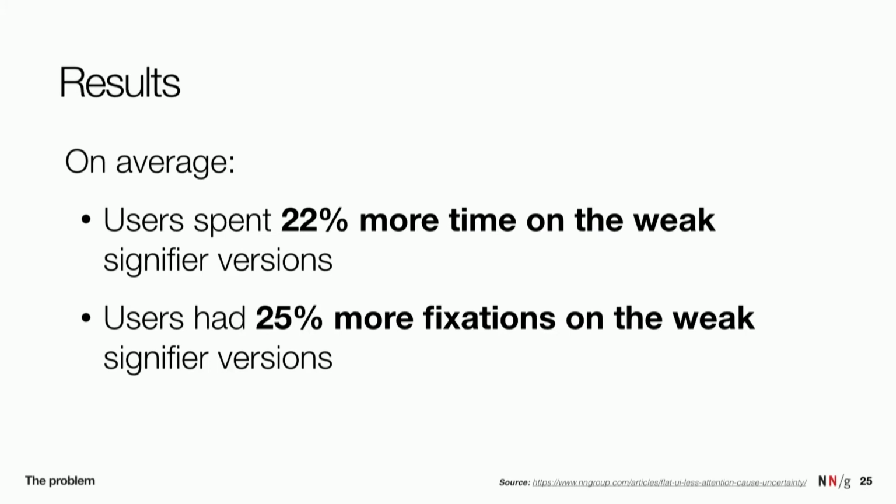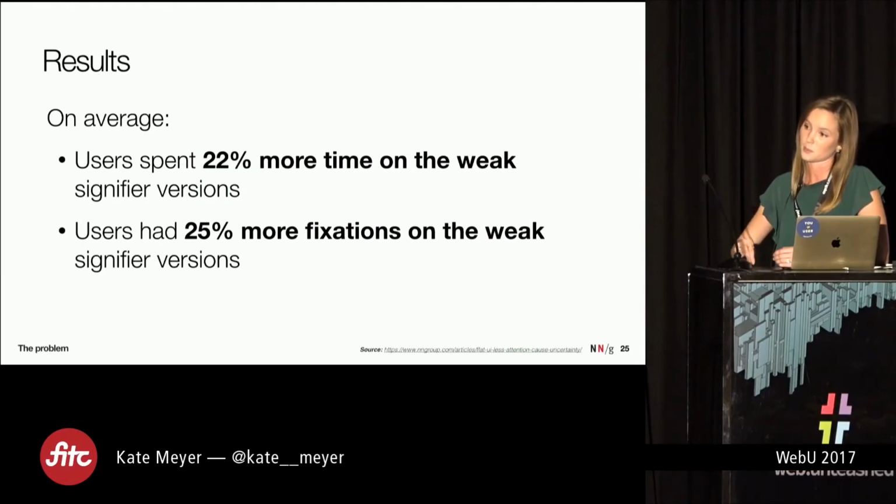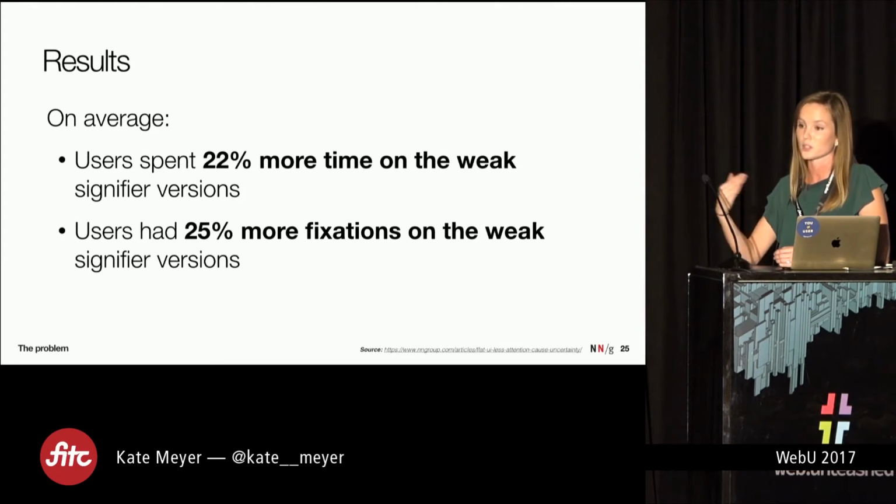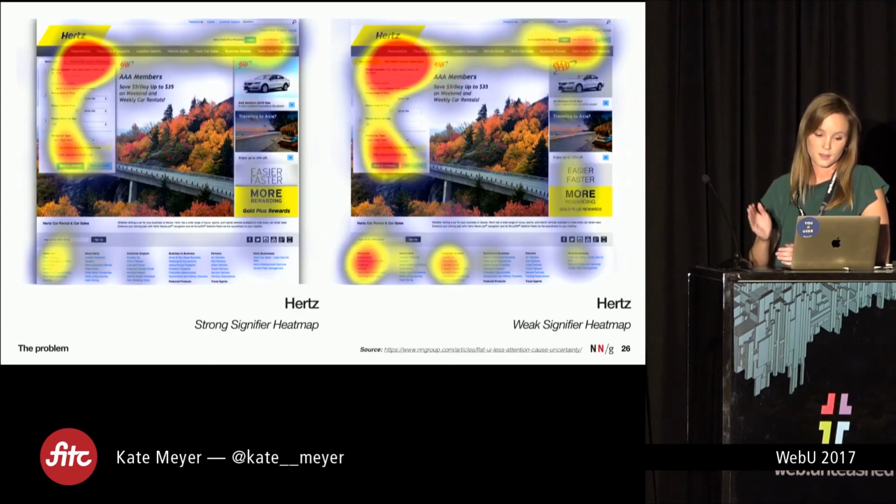One thing I want to point out here, it's important to note that in this case, more time and more fixations on the pages was not a good thing. Because remember, these were findability tasks. So we can't look at this data and say, okay, that means that people were more engaged or they liked the flat signifierless versions more. Because in this case, they were looking to find something. So this means that they had to put in roughly a fourth more effort, more time in order to locate those things.